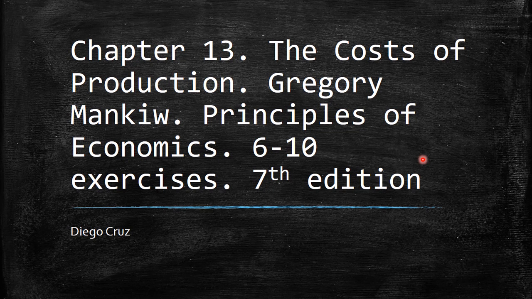Welcome everyone to this new video, chapter 13. This is the cost of production. Remember, this is a book of Gregory Mankiw, Principles of Economics. Today we're going to work from exercise number 6 to exercise number 10. This is the 7th edition of the book.